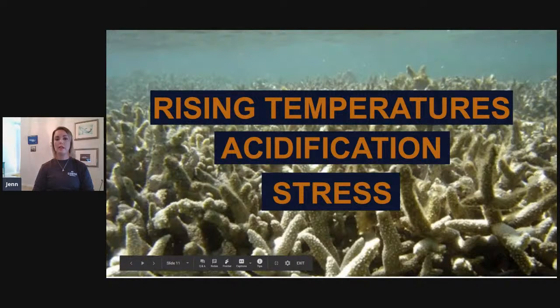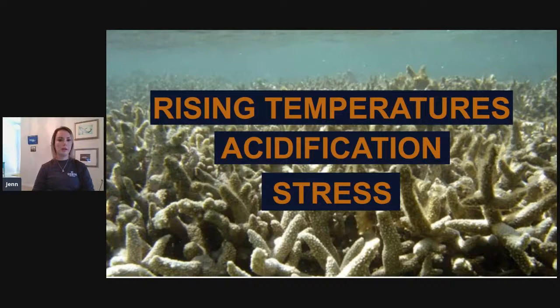So the image on here shows you what bleached out coral looks like. It is called bleached because it turns into this white skeleton because that vibrant algae has left. So a few different things can happen with this. A combination of rising temperature and acidification lead to stress, which causes this process to happen.